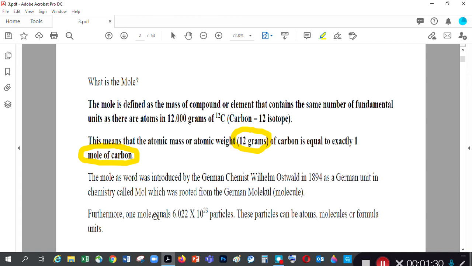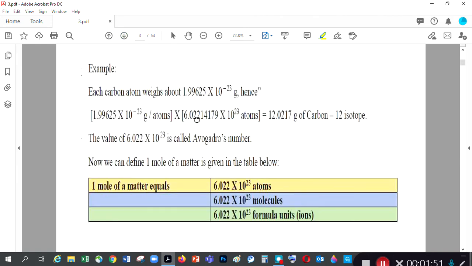Furthermore, we will learn that 1 mole is equal to Avogadro's number of particles. These particles can be atoms, molecules, formula units, or ions. An example: this is a carbon atom. It weighs 1.99625 times 10 to the minus 23 grams.